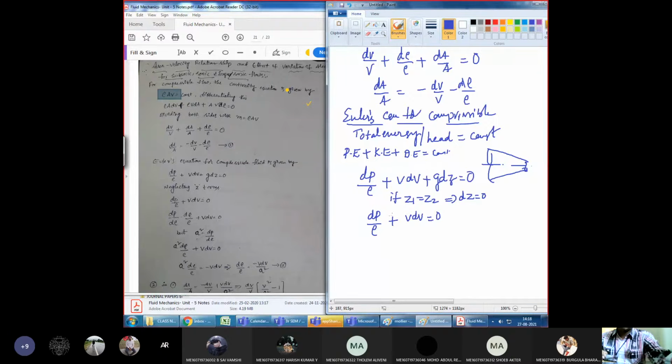Okay? So then what we are doing after this? We are multiplying and dividing the first term with d rho. So dp by rho into d rho by d rho plus v dv is equal to 0. Okay, so this one I can write as dp by d rho into d rho by rho plus v dv is equal to 0. Is it clear so far? Please answer.